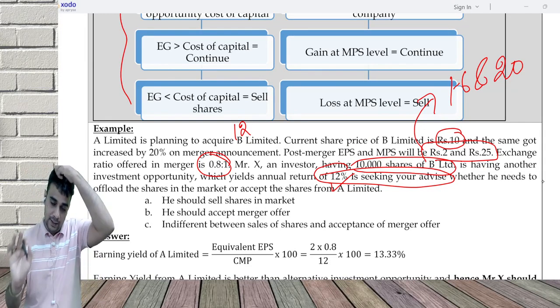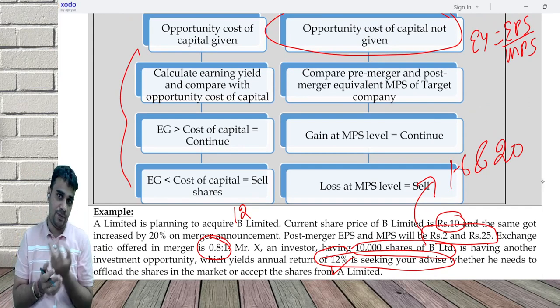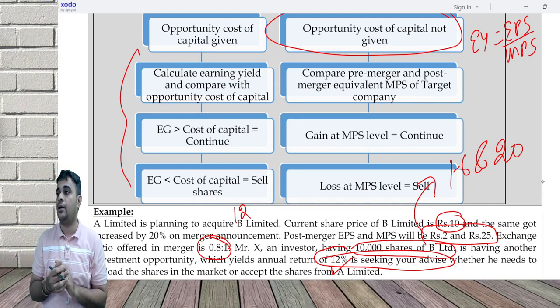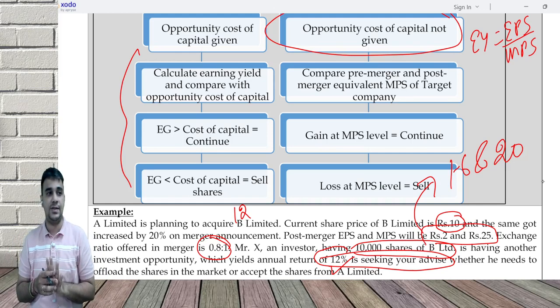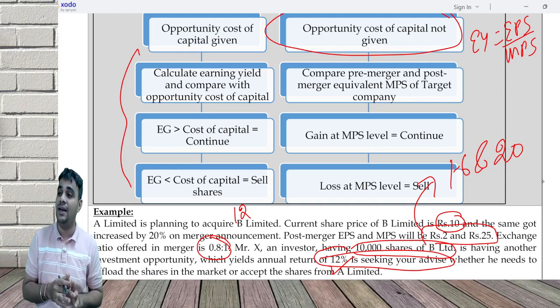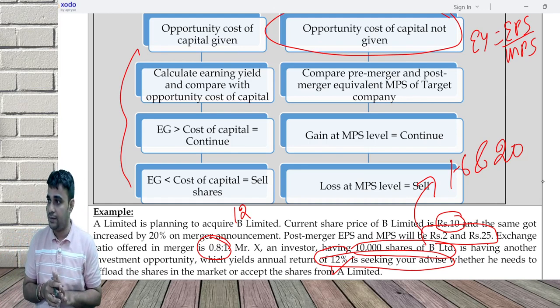I'll repeat again. For the decision on sale of shares, two situations will be there. One very good situation is calculating gain or loss at market price level. That's the best way of doing the question: calculate the gain or loss at MPS level and be done with it.